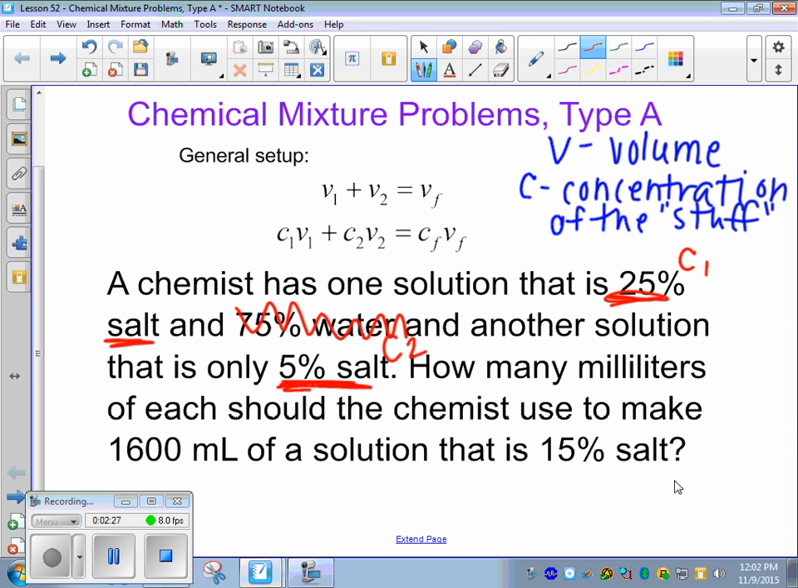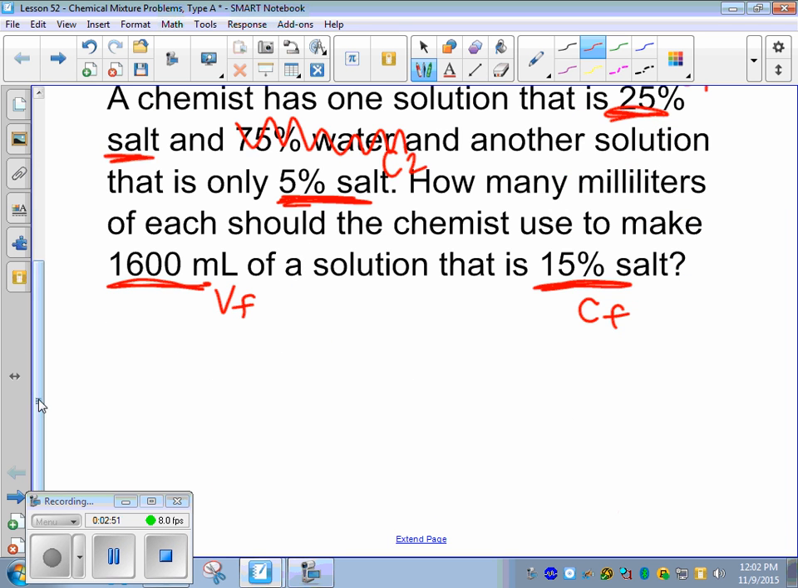So what this guy's doing is he's mixing them both together to give us 1,600 milliliters. So this is our final volume. Our volumes will always be in milliliters, maybe sometimes liters, of a solution that's 15% salt. So this is after we mixed it, meaning this is going to be our final concentration. So we've gone through, we've labeled everything, and now we can just plug it into our equations.